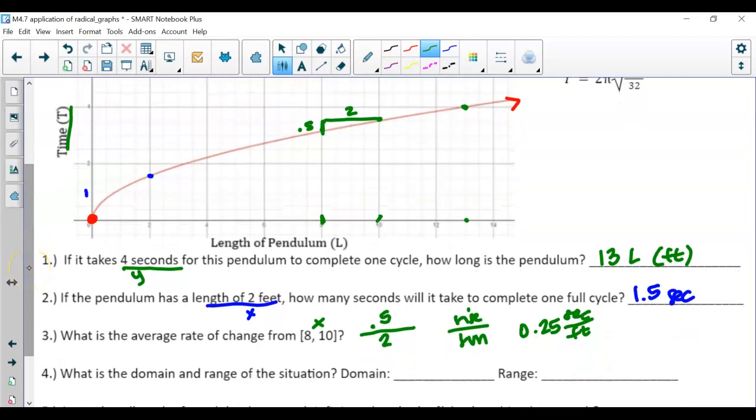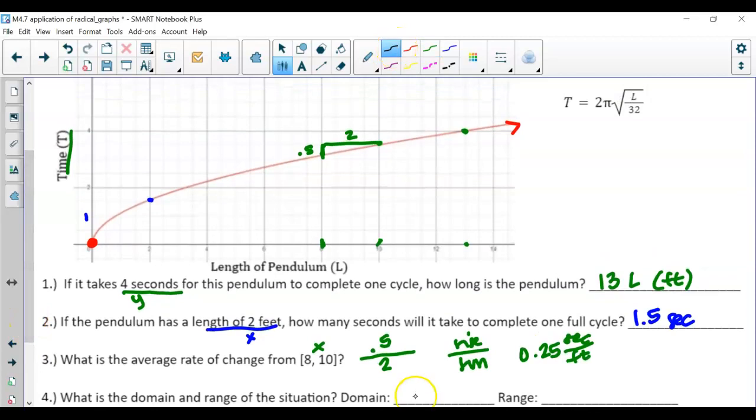And what is the domain and range of the situation? So the domain is your X values are greater than or equal to 0. And what is the situation? This is your length in feet. That is your domain. So then the range is your Y values, again, starting at 0 and going up, up, up. So greater than or equal to 0. And in terms of the situation, this is our time in seconds.